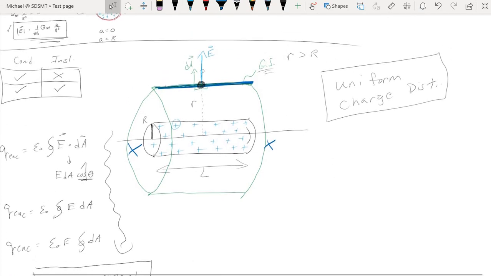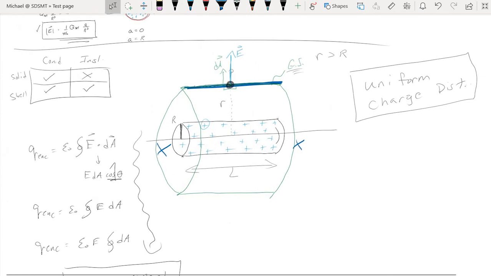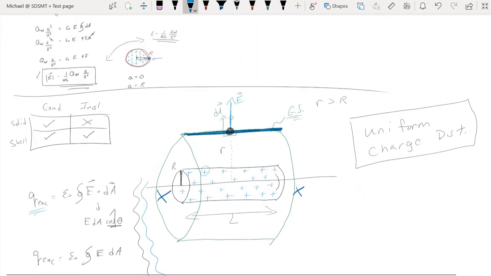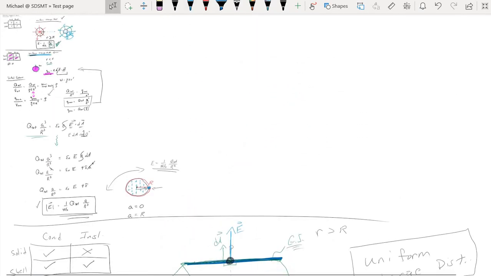Well, Gauss's law says you're still enclosing everything. You're still enclosing all of that charge, even though it's distributed throughout the volume of that cylinder. You still enclosed it all. So Gauss's law brings us right back to the same result. Just like with the sphere.